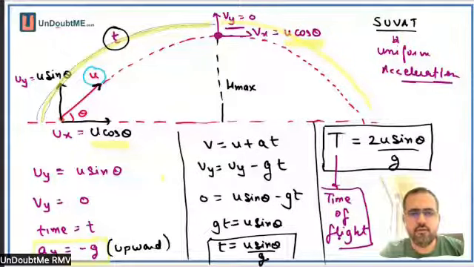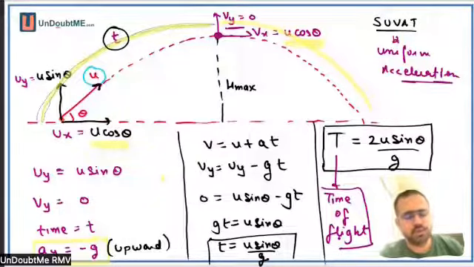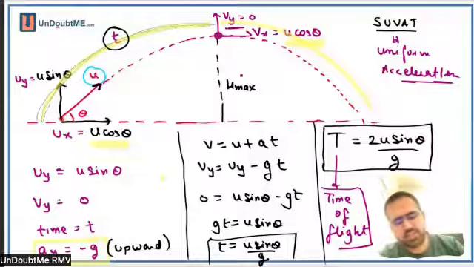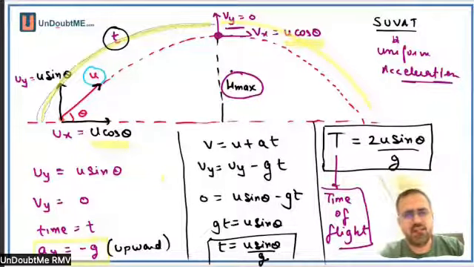Time of flight means the total time the body is traveling in this parabolic path. This is the first formula which we should know for a projectile. Clear? Yes. Now the next formula which we have to do is for Hmax, maximum height. So Hmax is rather a vertical displacement. Can I say that? Yes.